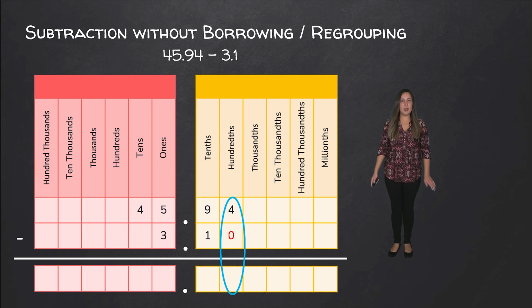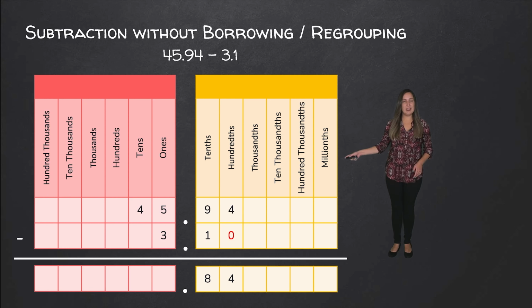4 minus 0 is equal to 4. Then we're going to move on to the tenths place value, and here we have 9 minus 1, which is equal to 8. If we didn't have this chart, make sure you bring down your decimal point for your answer, because if you don't, that would change the value. That is very, very important, so please don't forget that.